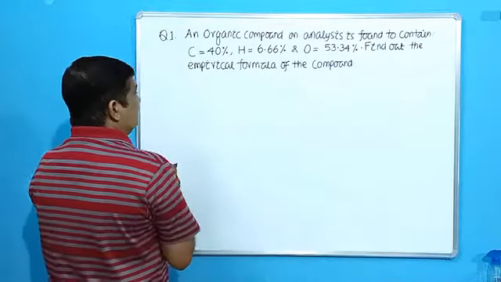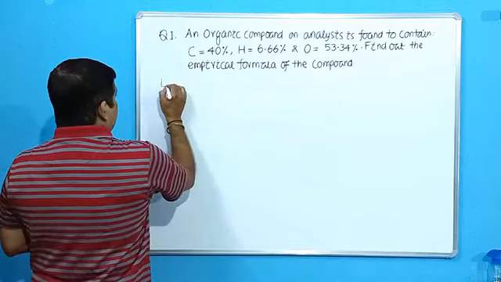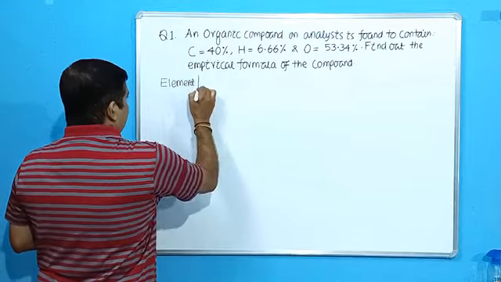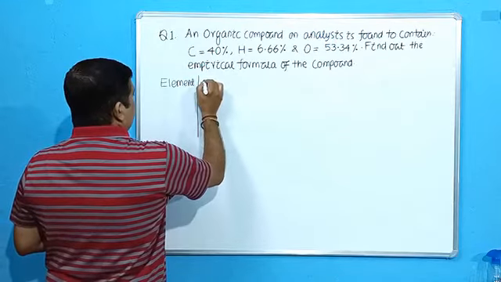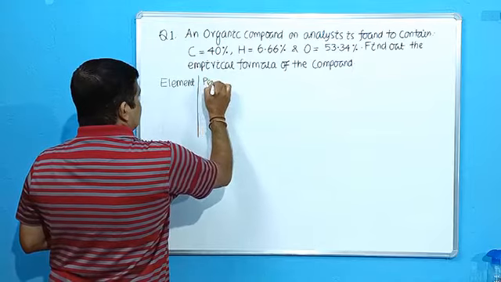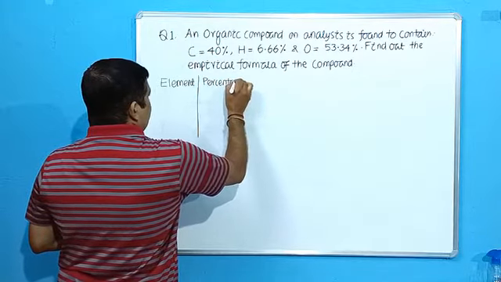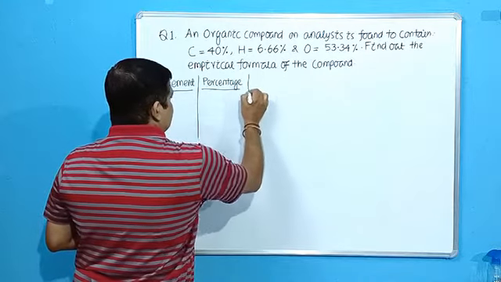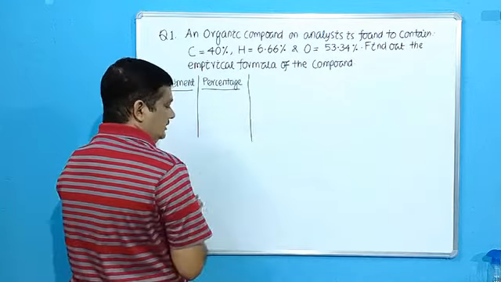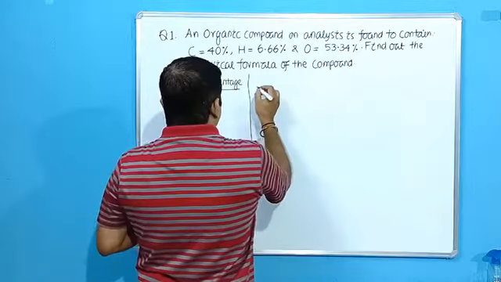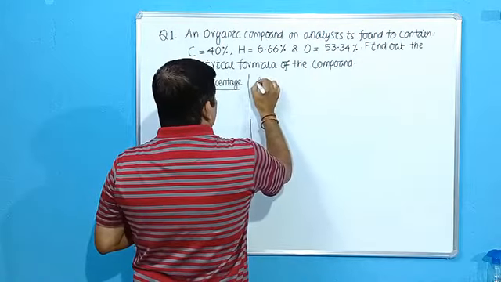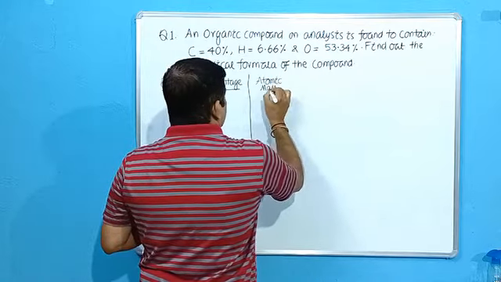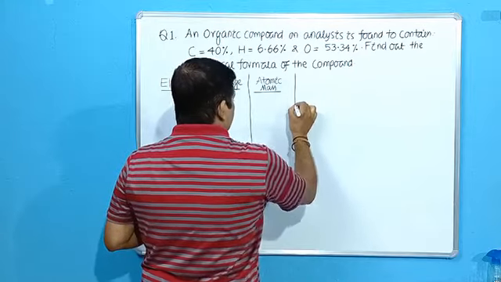To solve this, you have to make some columns. Column 1: the element. Then the percentage in which that element is present. Then the atomic mass of that element. You know what atomic mass is; I have already told you.